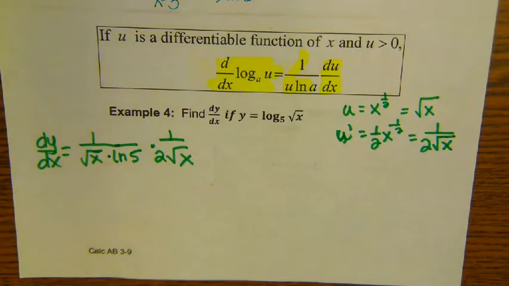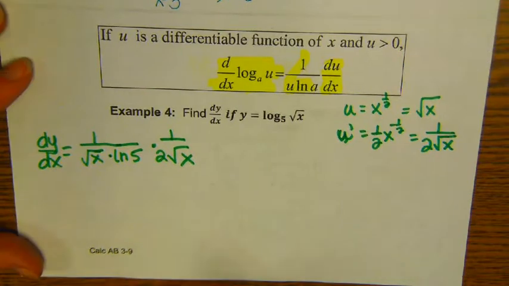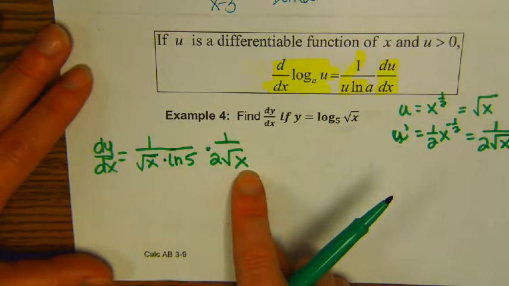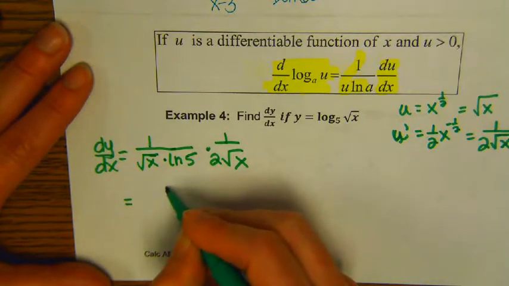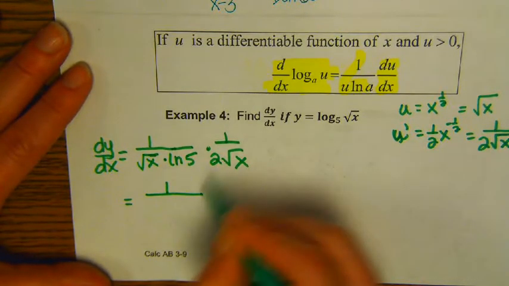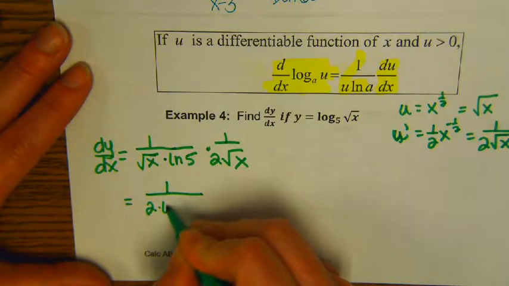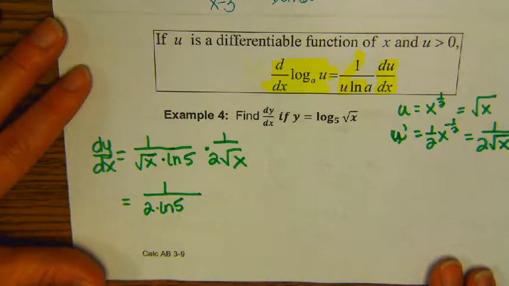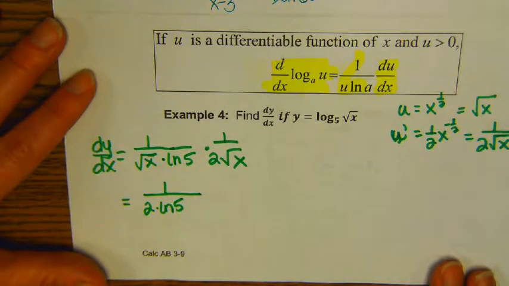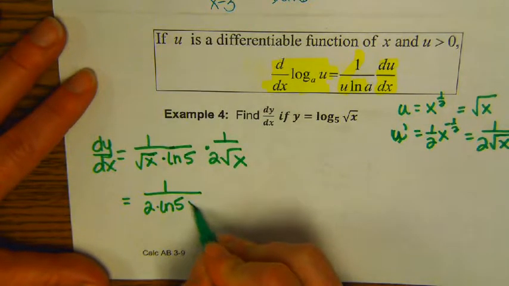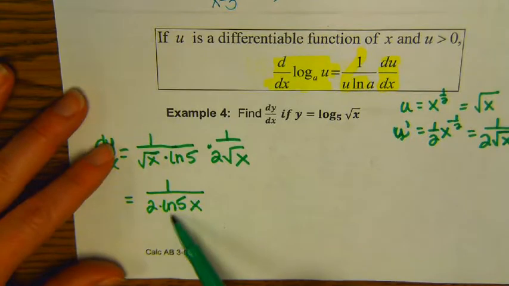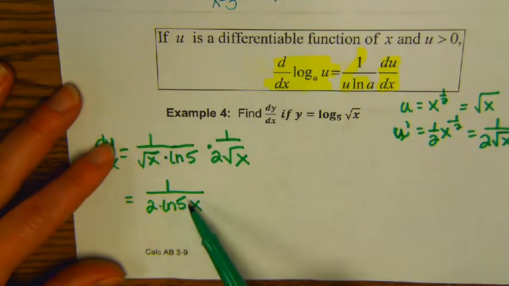This actually simplifies quite nicely, doesn't it? Because what's the square root of x times the square root of x? x. So this simplifies to 1/2 times natural log of 5, which I'm not going to even bother with. You'll see stuff written like this all the time. Just leave it as natural log of 5 times x. The only thing you could possibly do is write it as natural log of 5 squared, or 25.